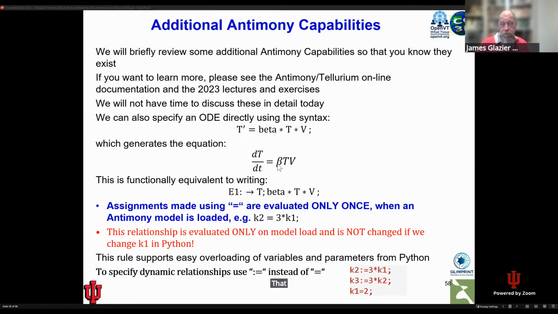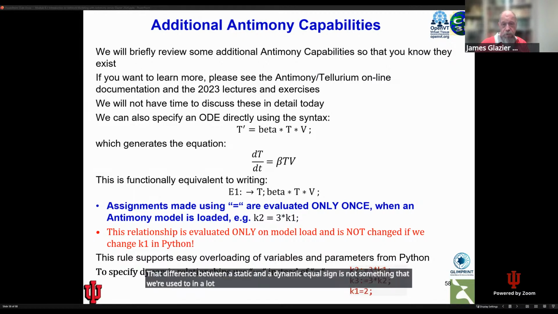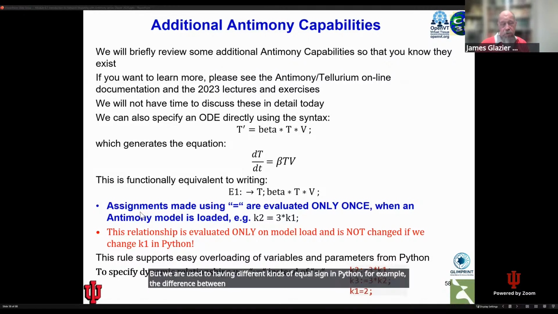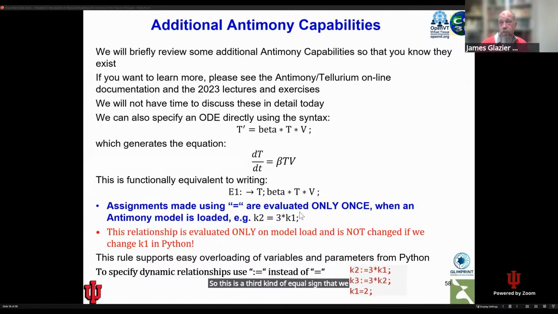That difference between a static and a dynamic equal sign is not something that we're used to in a lot of programming languages. But we are used to having different kinds of equal sign. In Python, for example, the difference between a comparison equal sign, a double equals, and an assignment equal sign, a single equals. So this is a third kind of equal sign that we have to be aware of.